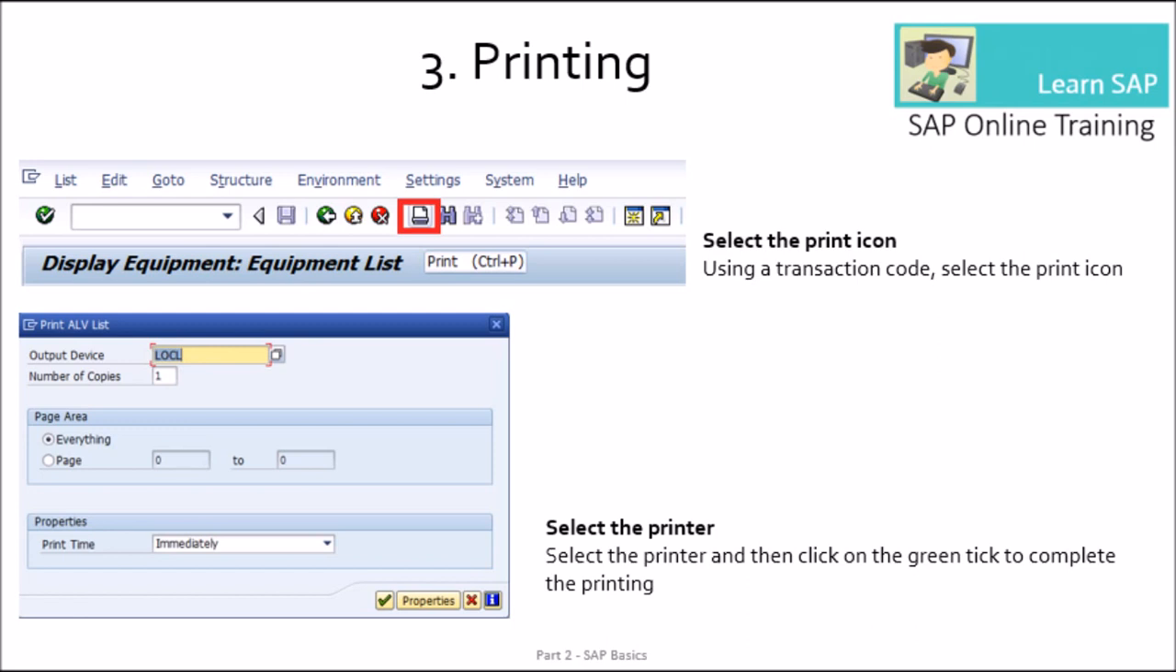Printing. After you've run the transaction code, select the print icon. Then select the printer and then click on the green tick to complete the printing.